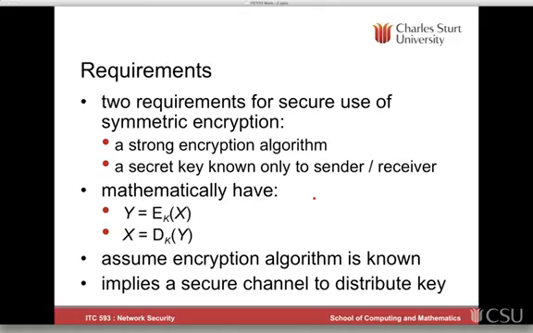You can take a closer look at the essential elements of a symmetric encryption scheme. Mathematically, it can be considered a pair of functions with plain text x and ciphertext y, and the key is k. The encryption algorithm we can say is Ek, and the decryption algorithm we consider as Dk. We also assume that the encryption algorithm is known, and it implies a secure channel to distribute the key.